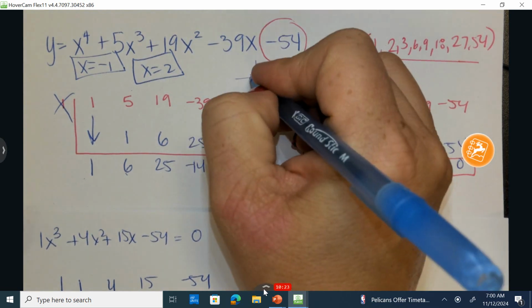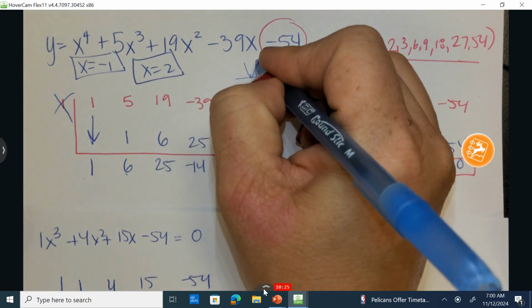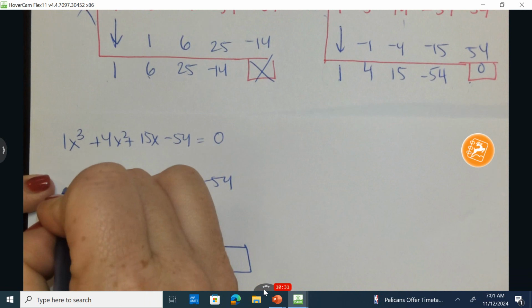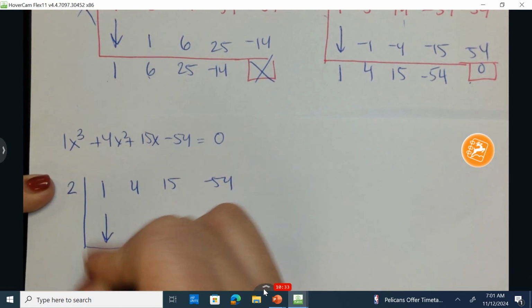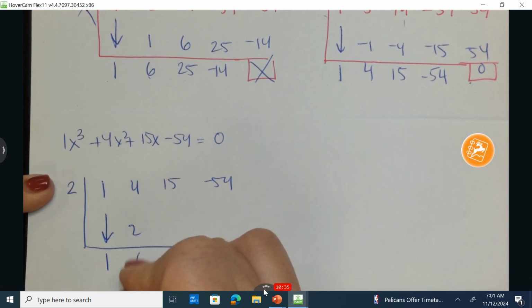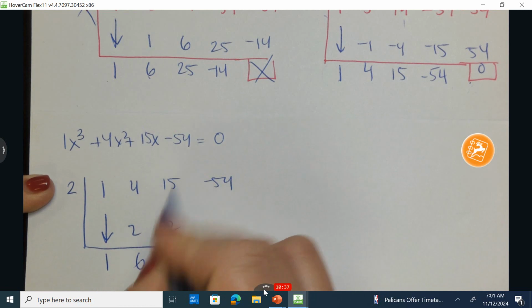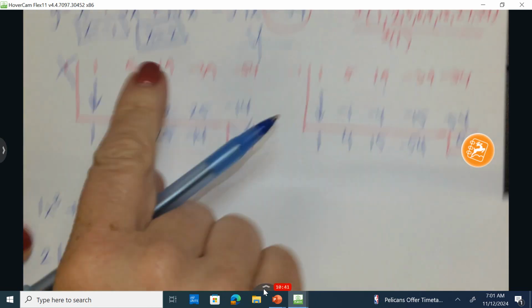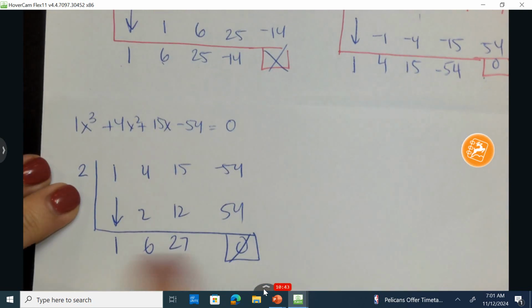If that's not making sense, remember duplicate answers are going to bounce off. When it occurs twice, it's going to bounce off the x-axis when we actually graph it. All right, let's try 2. So I'm going to drop down the first number and multiply. Add together and multiply. Add together and multiply, and there we go. We can see how 2 works. 2 does work.